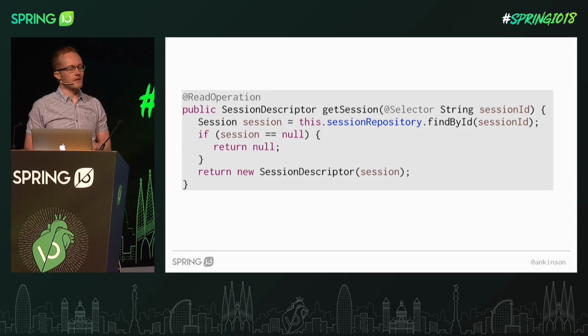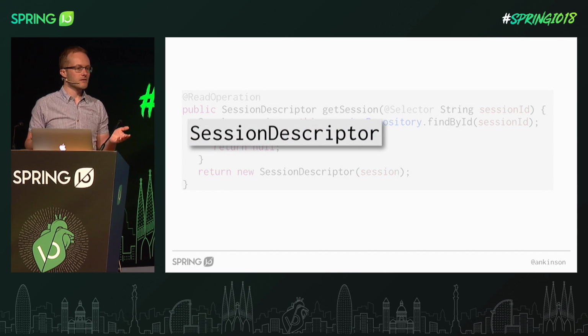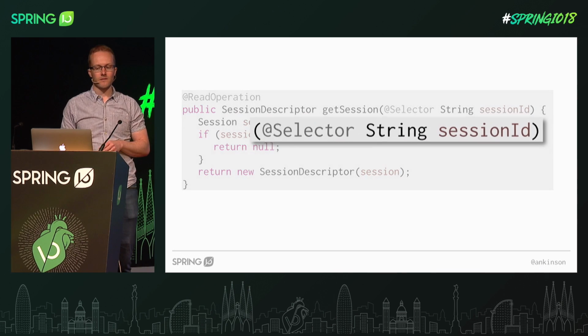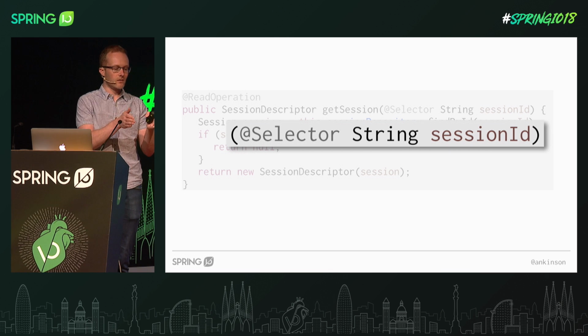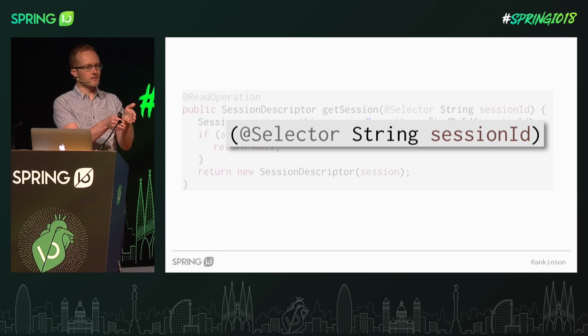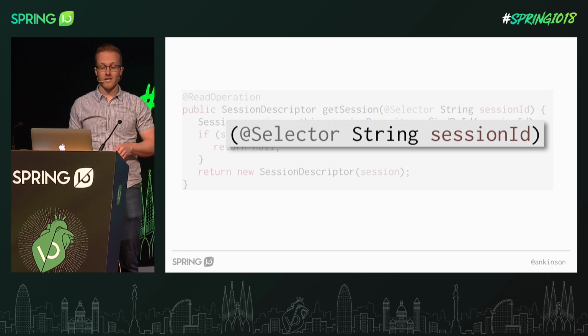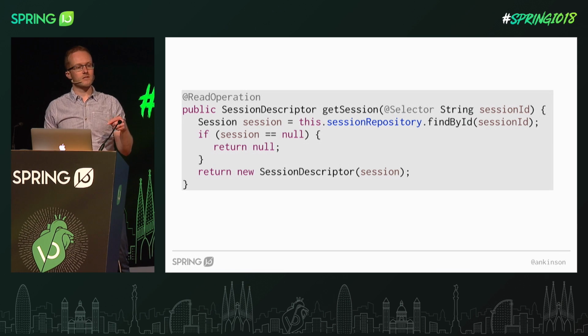Another read operation here, this one's subtly different. So again, it returns a type that gets serialized to JSON, but more interestingly about this one, we're using this selector annotation. The selector lets you home in on a specific thing. So rather than querying and searching, you're saying, I want to identify, in this case, a specific session. And this gets mapped slightly differently.